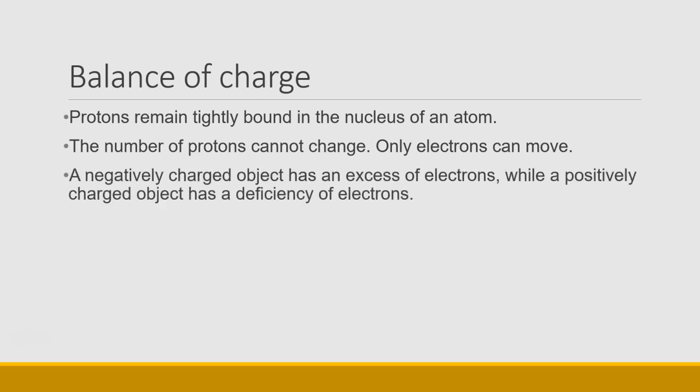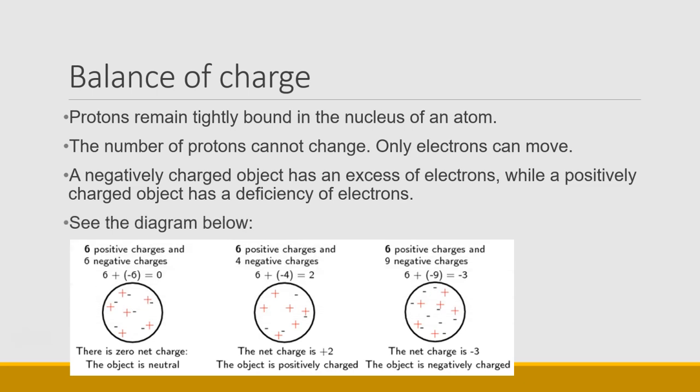So a negatively charged object has an excess of electrons. It has extra electrons on it. And a positively charged object has a deficiency of electrons, meaning that it is missing a number of electrons relative to the number of protons in that object. So if we look at this diagram here, we have 6 positive charges and 6 negative charges. So plus 6 minus 6 is equal to 0, which gives us a neutral object with a net charge of 0.